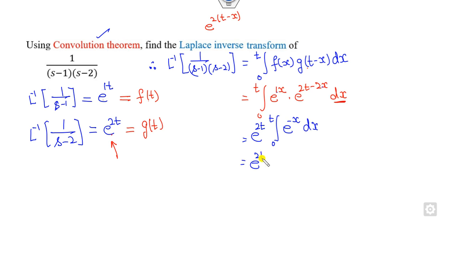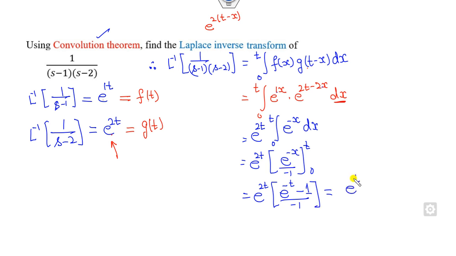So can you integrate them? What is the integration of this? e raised to power minus x over minus 1. So what is the answer? e raised to power 2t, e raised to power minus t, e raised to power 0, 1 over minus 1. So if I open this bracket, e raised to power 2t minus e raised to power t is the right answer of this problem.